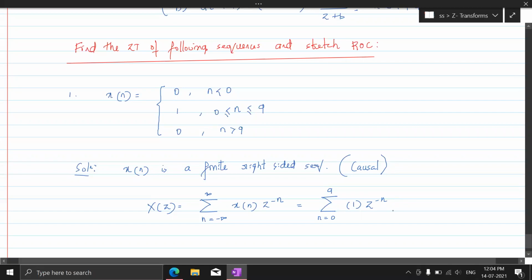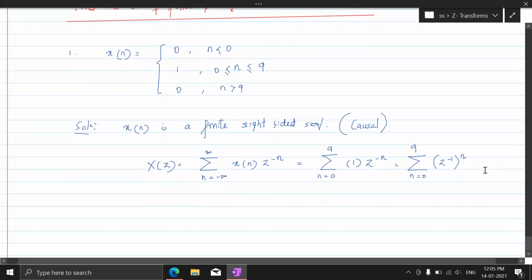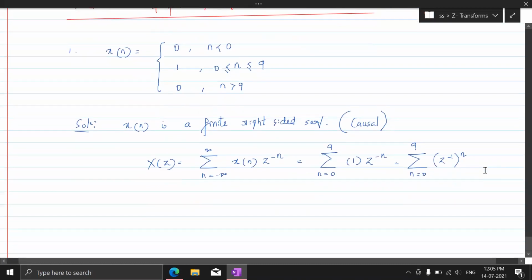Fine. So further, it can be written as the summation n ranging from 0 to 9 of (z to the power minus 1) to the power n. Can anybody solve this summation? So this is a finite summation, mind you. Can anybody give the value of this summation?